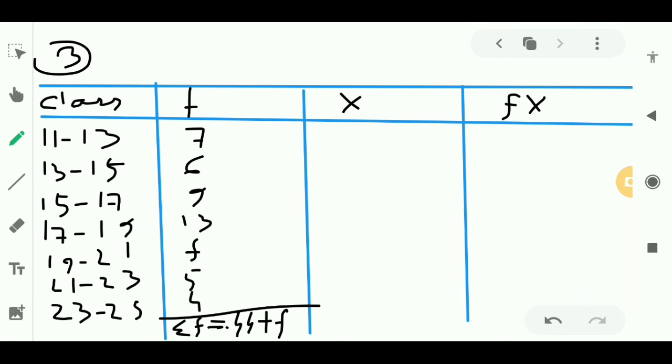And x we will write now. x means class mark. And class mark will be what? Lower limit plus upper limit divided by 2. 11 plus 13 divided by 2, it is 24 by 2, that means 12. Then 13 plus 15 is 28 by 2, 14. It is increasing by 2, so directly we can write 16, 18, 20, then 22 and 24.